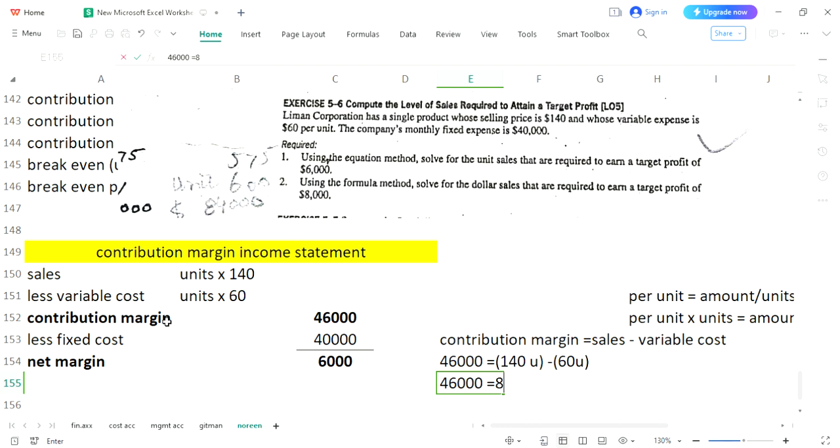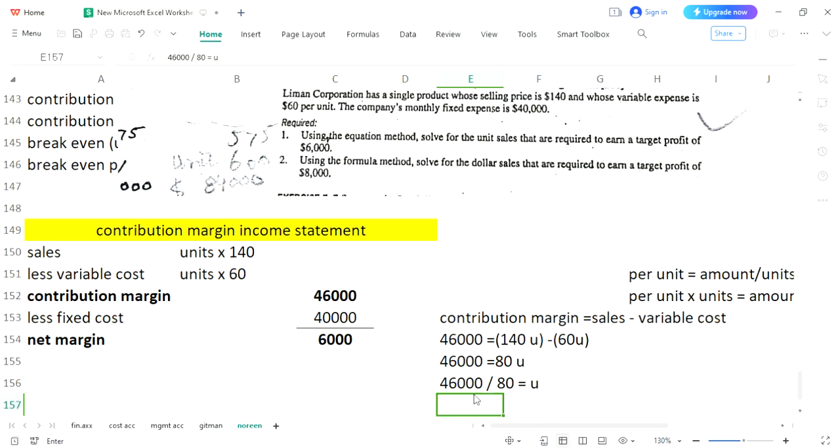Yes, 80, and you will write it beside it. Here you can see that 80 is being multiplied by U. When you take this 80 to the left side of the equal sign, whatever is multiplied over here would be divided to the other side. It means 46,000 would be divided by 80, and what would be on the right side of the equal sign is U.